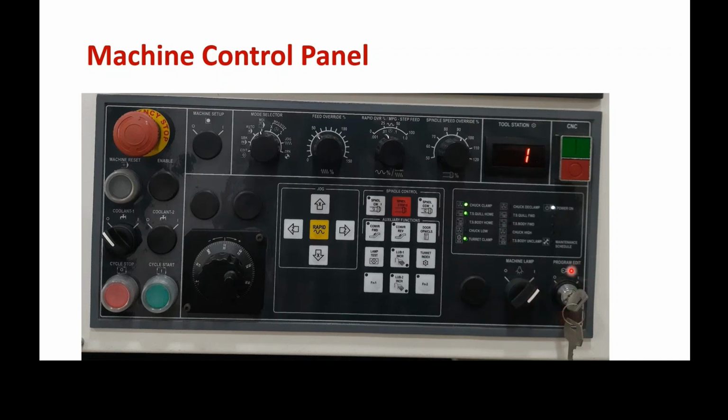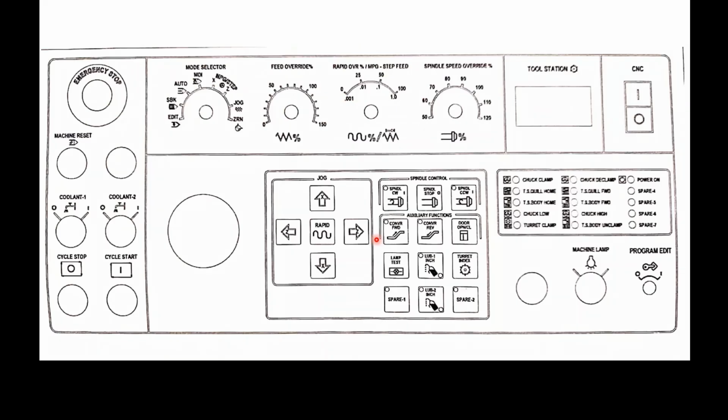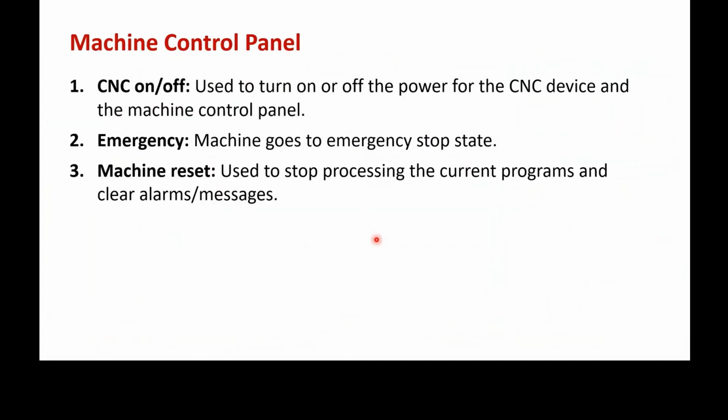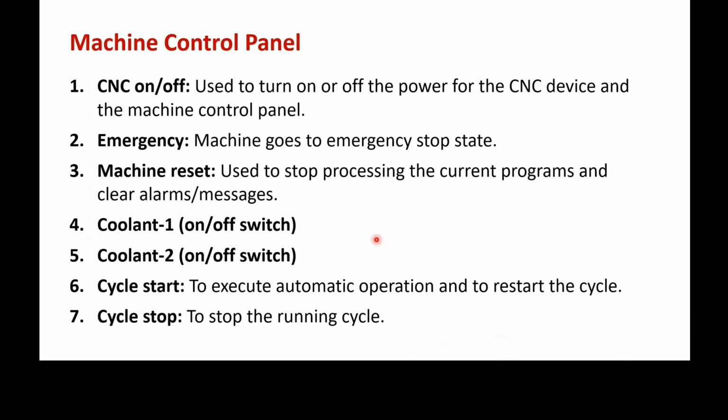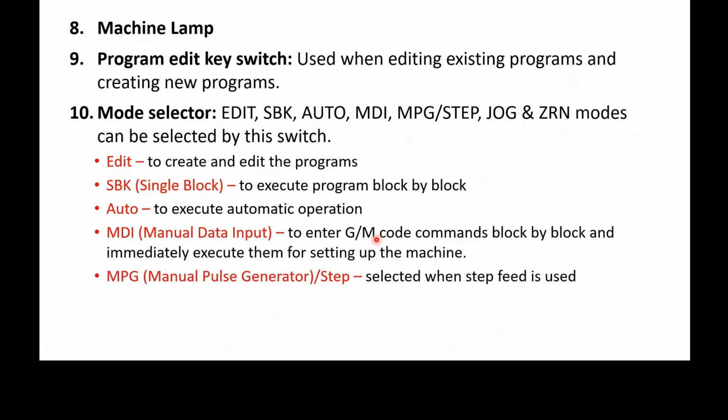Next, program edit. If you want to enter a new program or edit the existing program, you should have this key. Without this key, you cannot edit or make any changes in the existing program. So that is the function of this key. So this is about the control panel in the turning center in our college. These are the drawings. Whatever I have explained is there in the PPT, so later I will share this. So this is about the different modes.